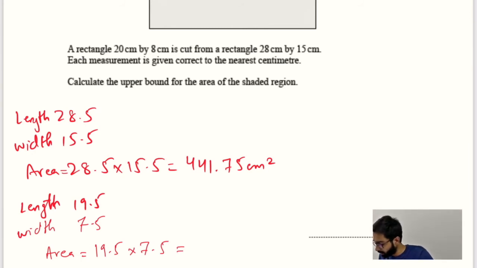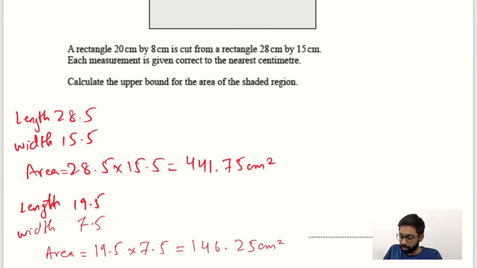Let's see what we get. 19.5 times 7.5, we get 146.25 centimeters square. To find the area of the shaded region, you subtract this from this.